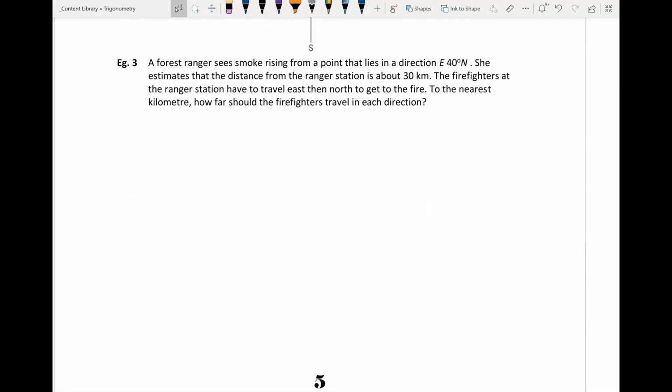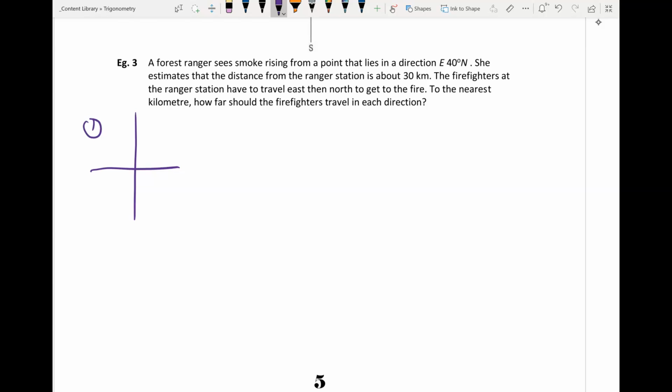So here's an example. A forest ranger sees smoke rising from a point that lies in a direction of east 40 degrees north. She estimates that the distance from the ranger station is about 30 kilometers. The firefighters at the ranger station have to travel east, then north to get to the fire. To the nearest kilometer, how far should the firefighters travel in each direction? The first thing we're going to do is draw a diagram.